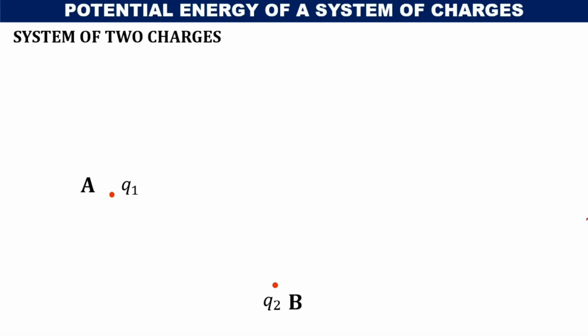As usual, we are starting simple. Initially, we are trying to find out the potential energy of a system of two charges only. That means we are considering two charges Q1 and Q2. They are located at positions A and B respectively. The distance of separation between these two is represented as R12.